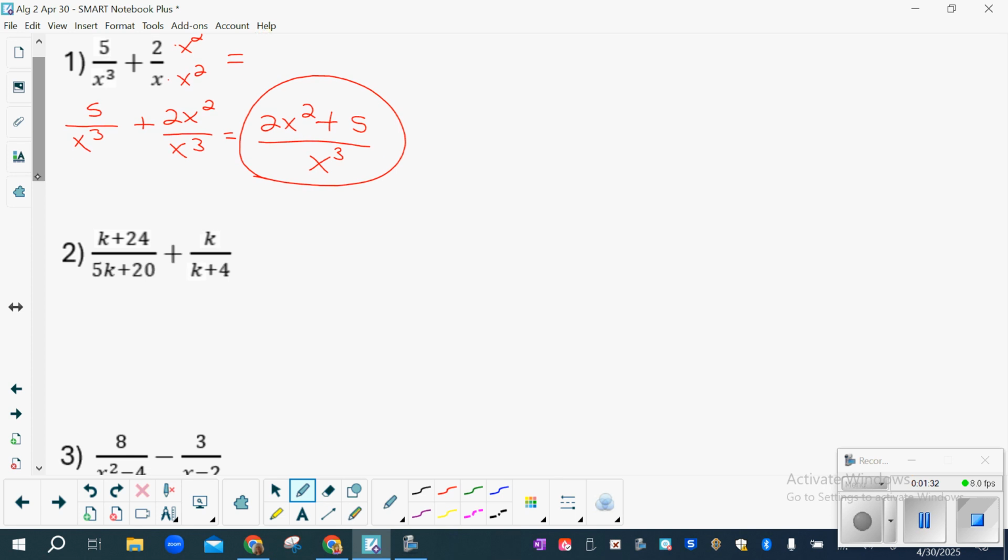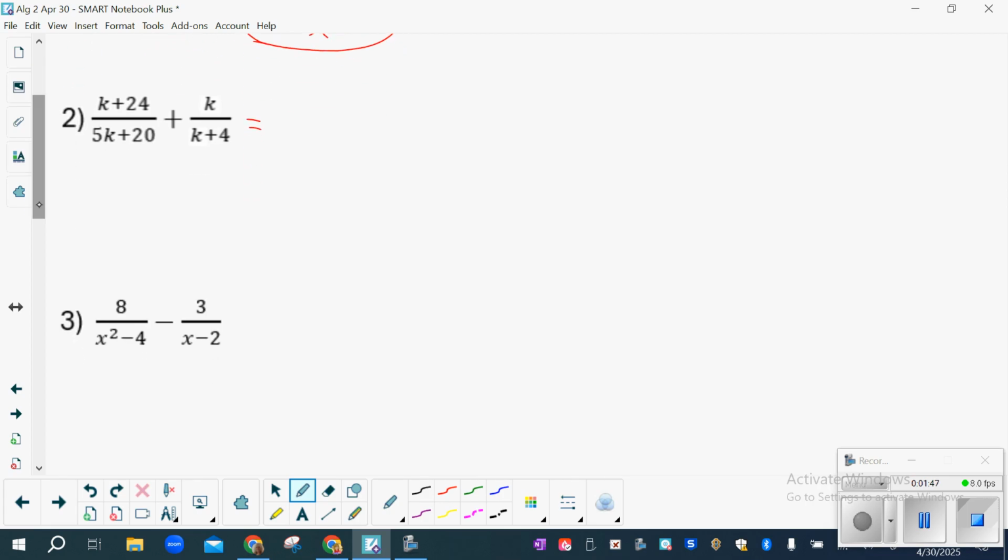Okay, so looking at those two denominators, can one of them be factored? Yeah. So this group back here, tell me how to factor 5k plus 20. Is there a number that goes into both 5k and 20? What is it? 5, and then it would be 5 times? Good. And then we have plus k over k plus 4.